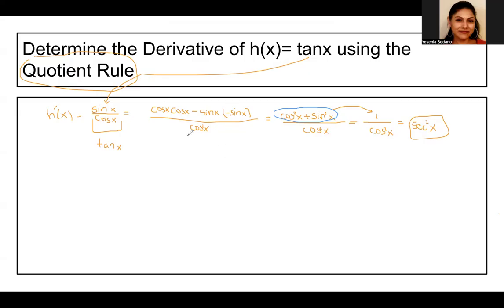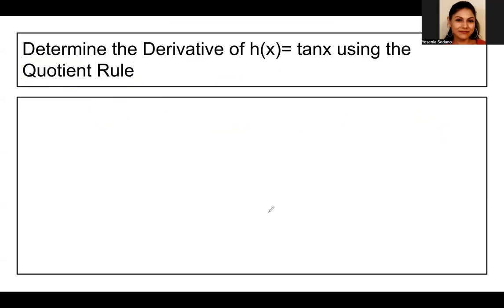So again, please pause the video and get this down if you need to. And other than that, I'm going to clear the screen. So pause the video if you need to do that. Cool. So let's go ahead and move on.